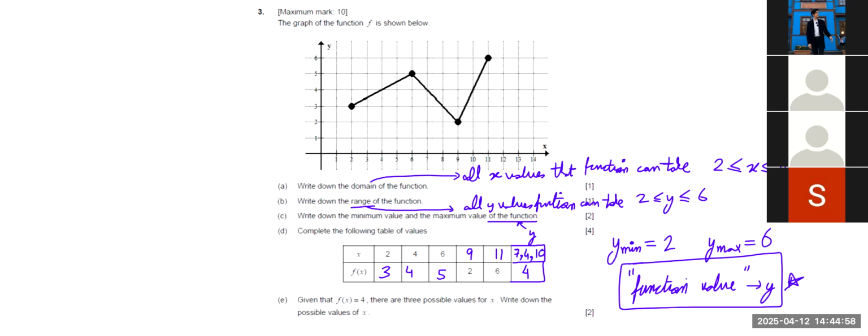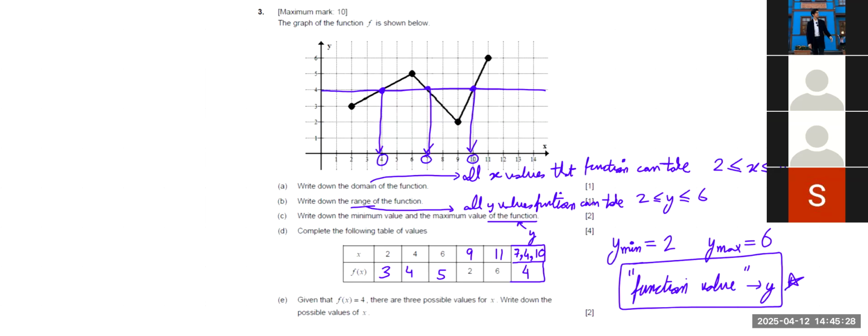Why? Because look, if I make a line at 4, you can see that the x value 4 has a y value of 4. The x value 7 has a y value of 4. The x value 10 has a y value of 4. All 3 of these x values have the same y value, 4. You see what I mean? Anybody disagree with this?